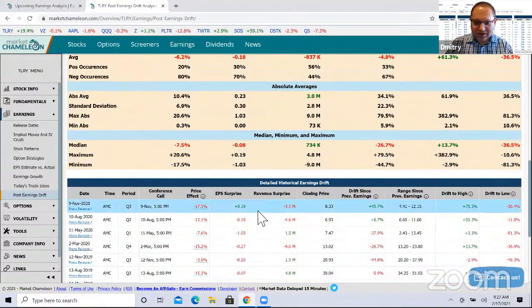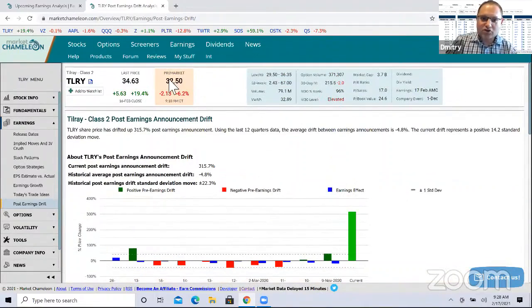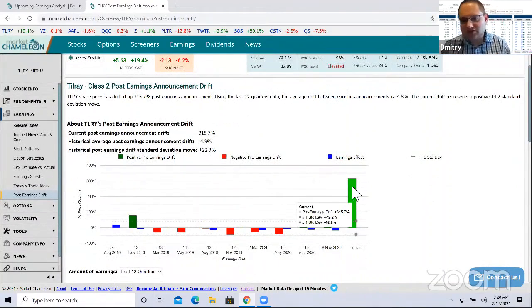Here at the last reported earnings, you could see the drift before that was up 45%. The stock reported earnings and was down 17.5% that day. I'm hovering over it. As you can see here, it closed at $8.33. The day before reported earnings, it was $10.10. On reporting earnings, it closed at $8.33, down 17.5% that day. Now we're at $32.50. So we're up 315% since the last reported earnings.